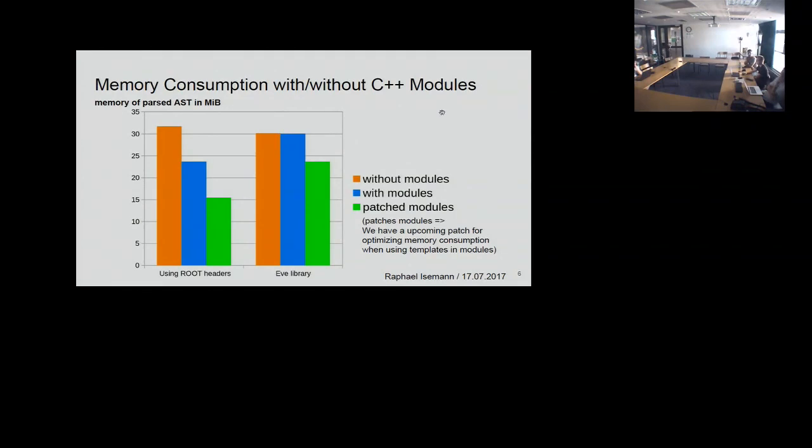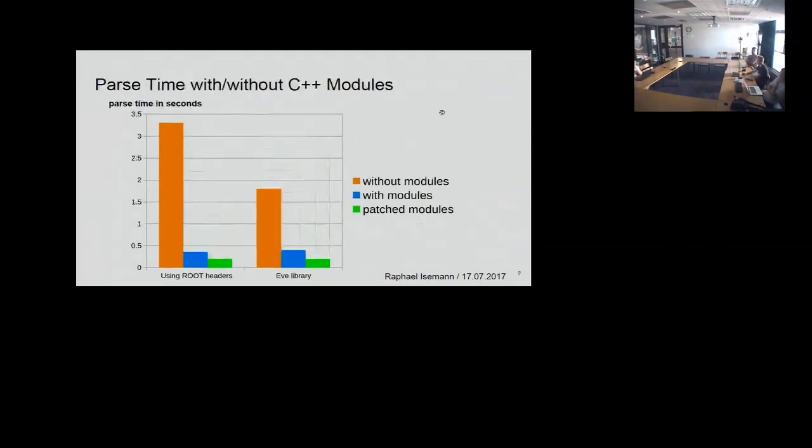Okay, so now let's take a look at the speed. Here's the speed, the same examples. This is the parse time, the time between opening the file and actually having a complete AST that we need to compile into an LLVM module. On the right side, without modules, we take around 3.3 seconds. And then we have the with-modules case, which is much, much faster. I think it's like 10 times if I remember correctly.